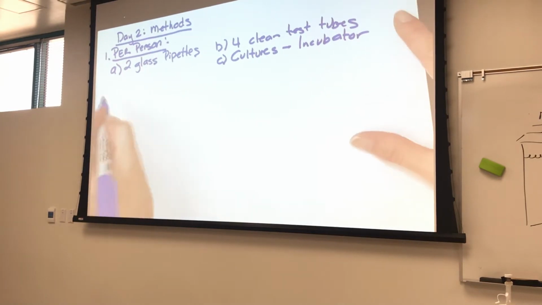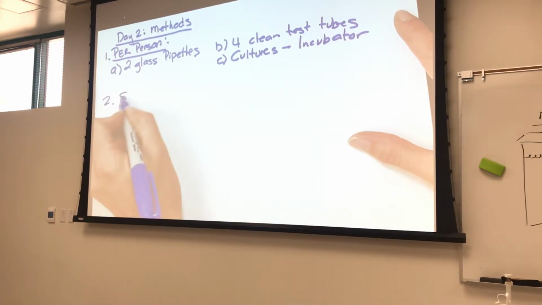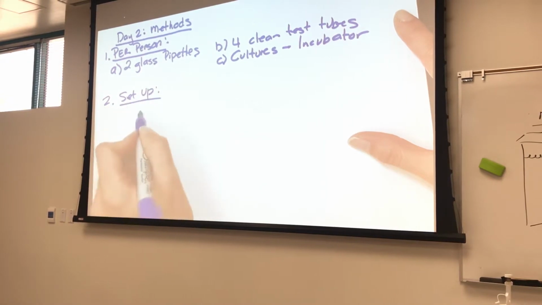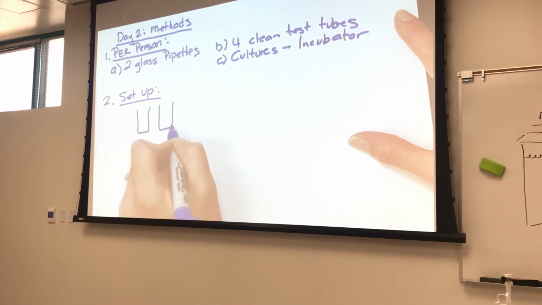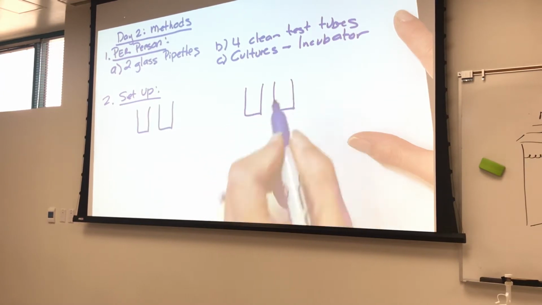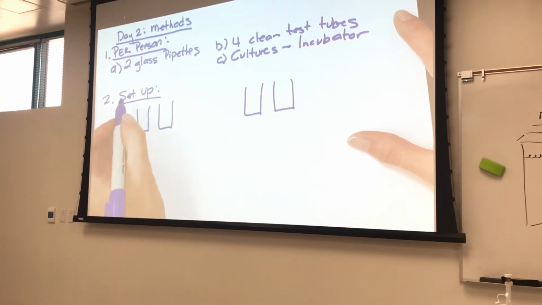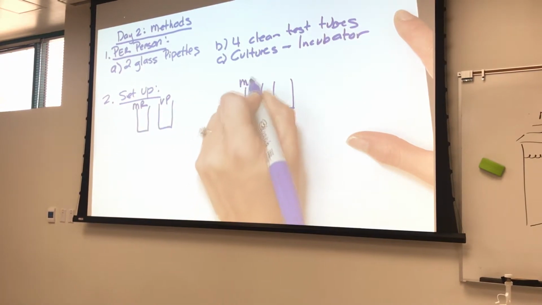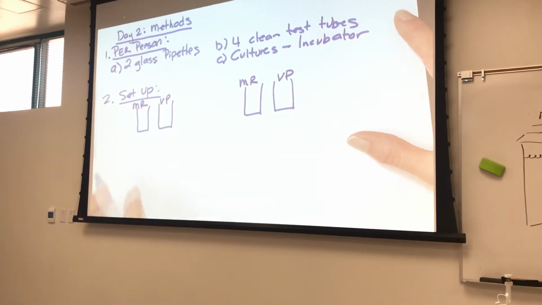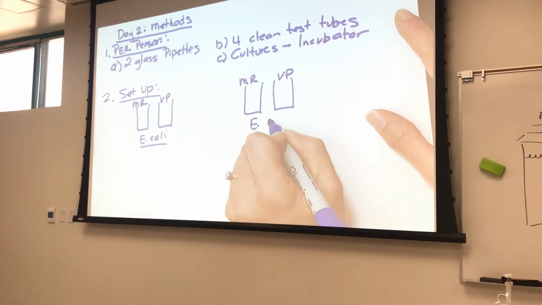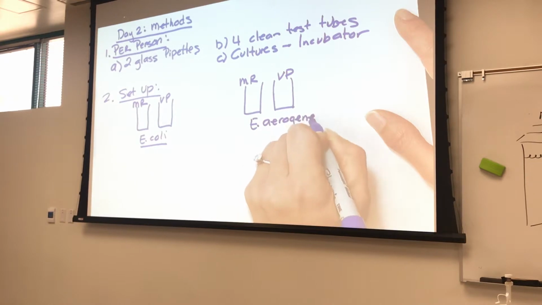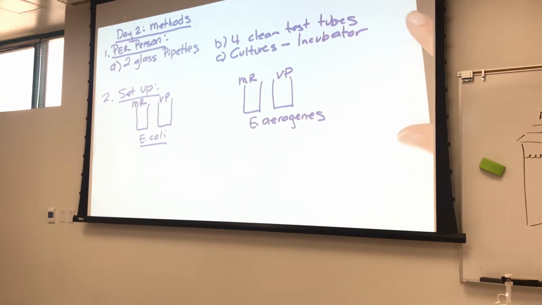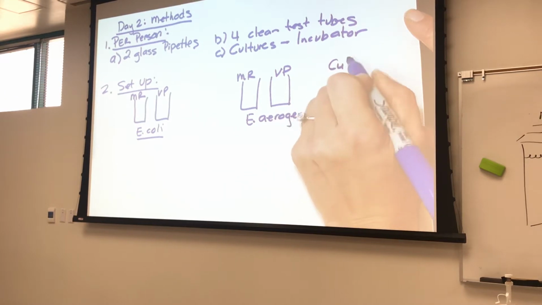Your setup is going to look like this. You're going to have your 1, 2, 3, 4. The reason why we have 4 is because we are going to do an MRVP for E. coli and an MRVP for E. aerogenes. The way this is going to work is you're going to grab your cultures.